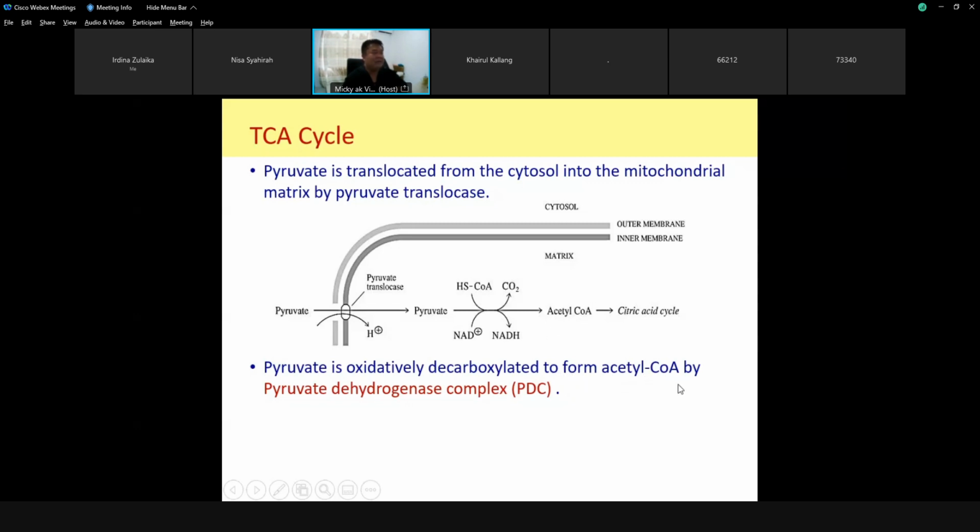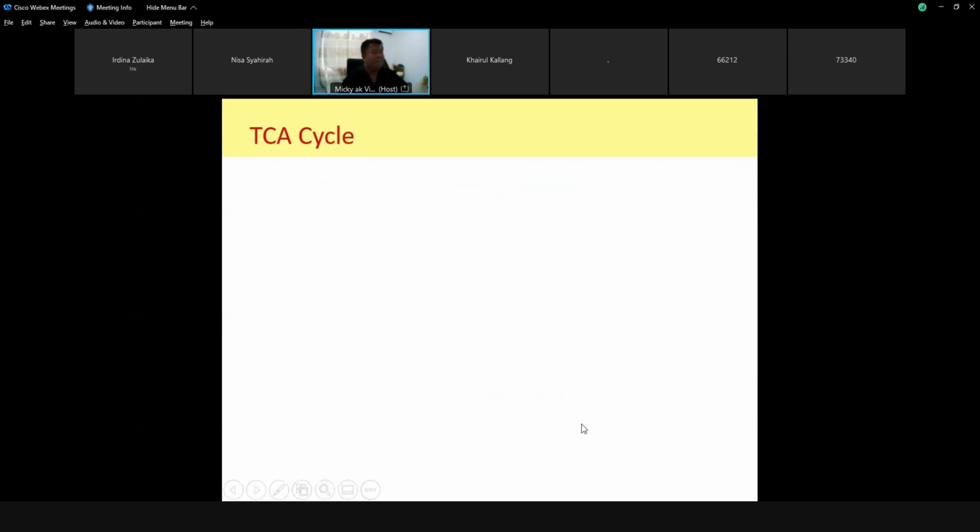Now this enzyme is called pyruvate dehydrogenase complex, PDC. It is a very complex enzyme. In fact, it is made out of three different enzymes. So just know that bawa masuk dalam the mitochondrial matrix and then convert into acetyl-CoA by PDC. Now PDC is a very complex enzyme. It is actually an enzyme, dia macam ada 3 unit. So it is composed of 3 enzymes.